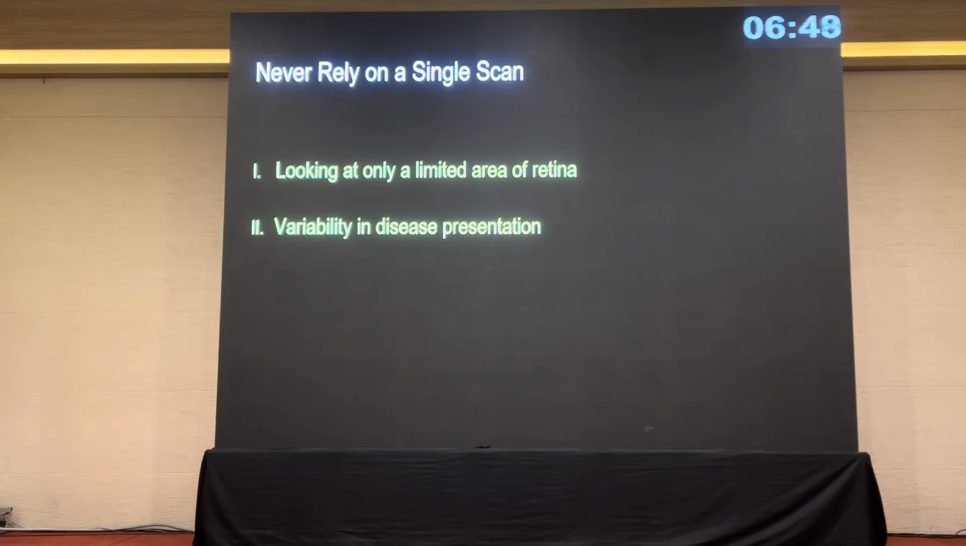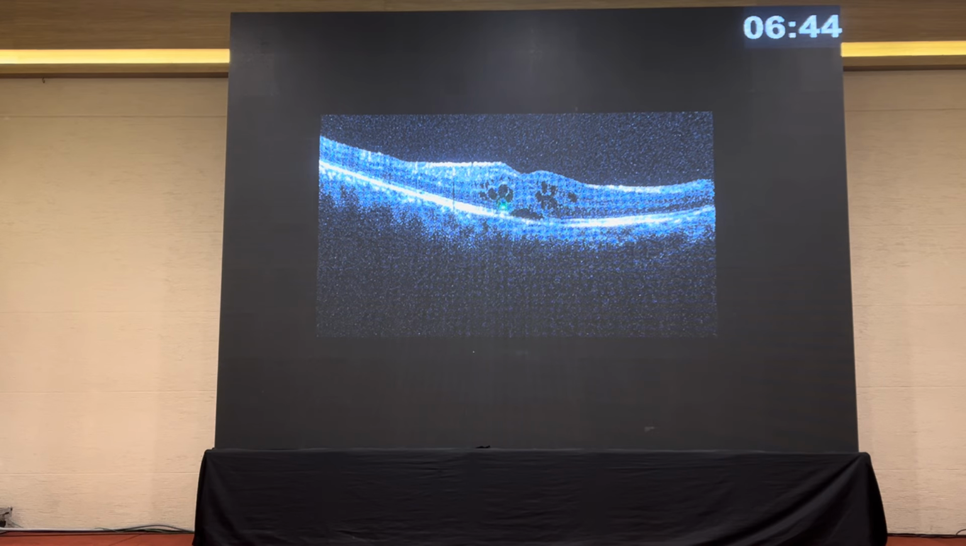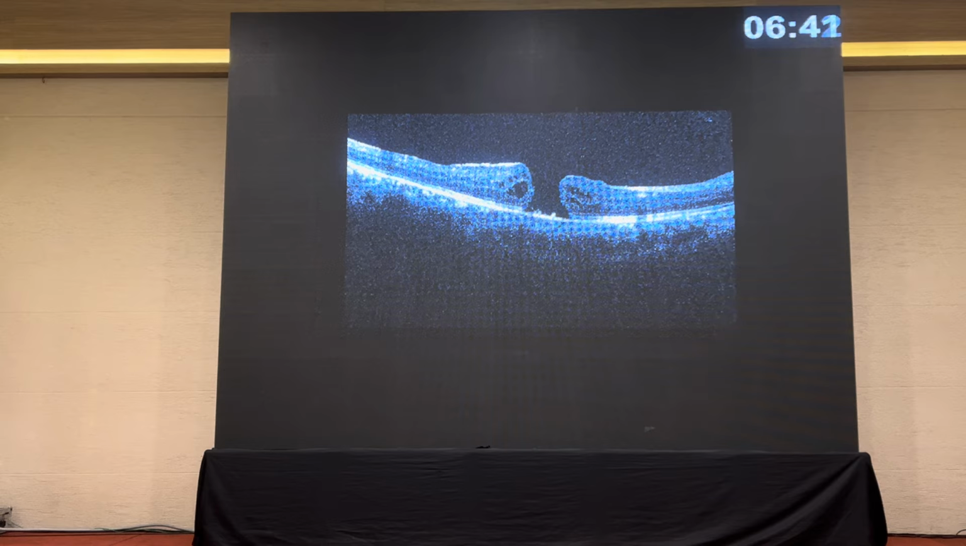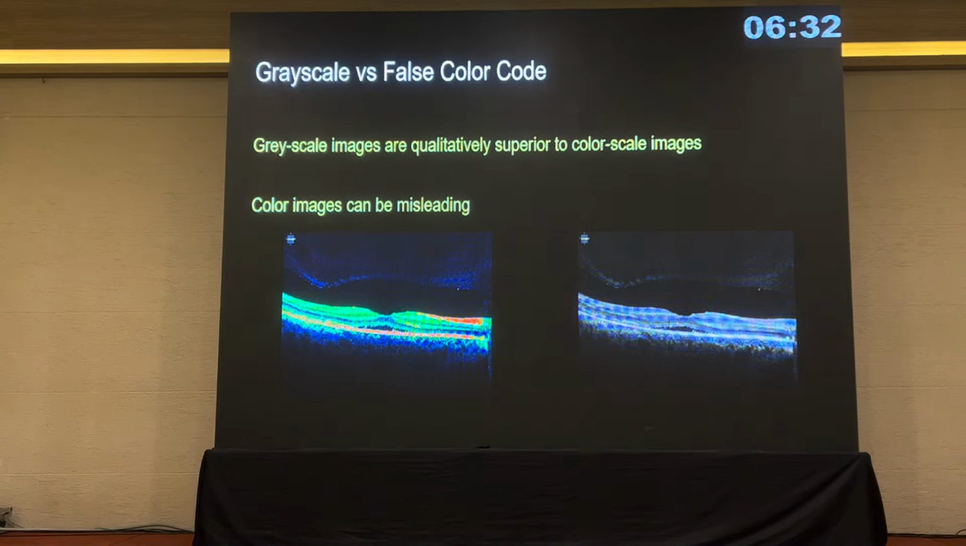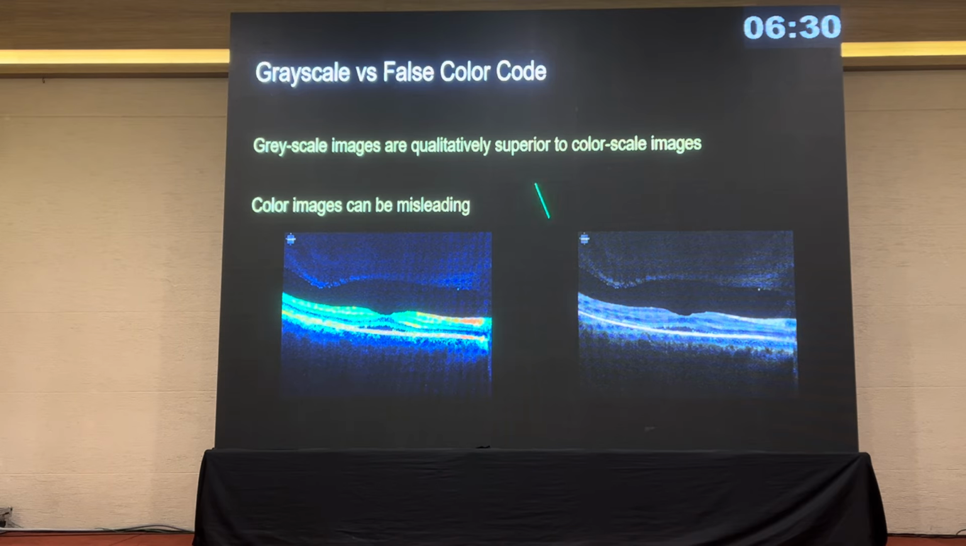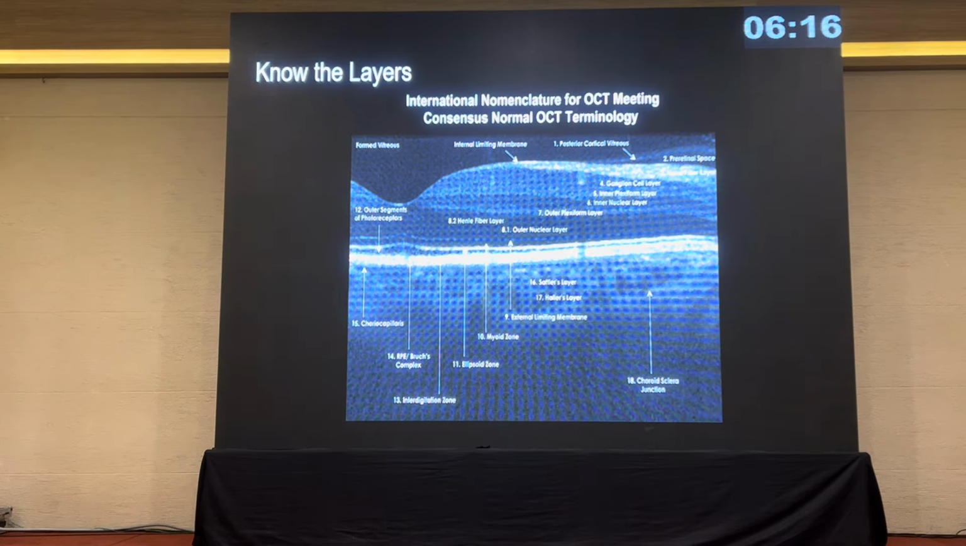Before we start, I would like to warn that you should never rely on a single scan. Now this looks like a macular edema, but if you move the scan down, then you can see it's not a macular edema, it's actually a macular hole. So when you look at the scans, make sure you see the entire scan profile before you make a decision. And also look at the scan in grayscale, because our eyes are more suited to detect small brightness changes in grayscale than hues in color. So you can see that when the colors are removed, the layers stand out so properly.